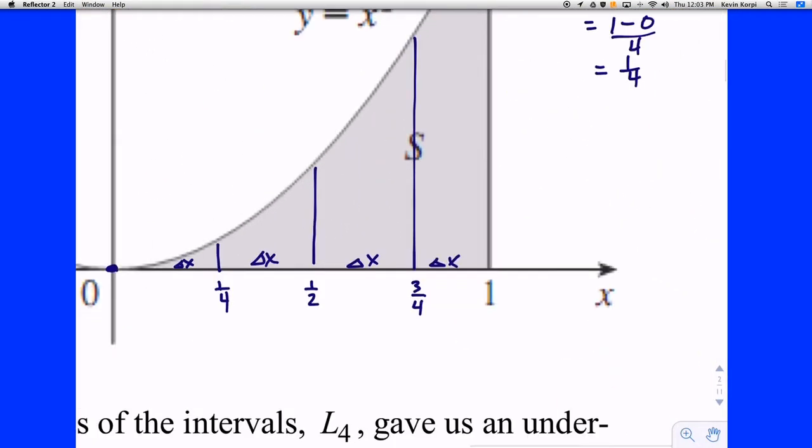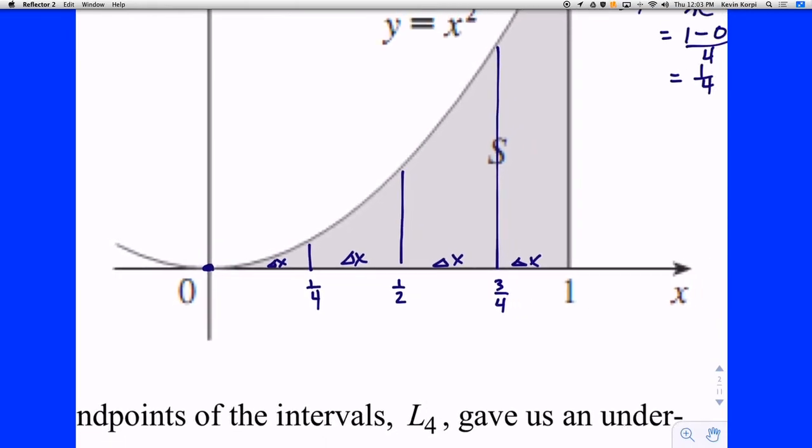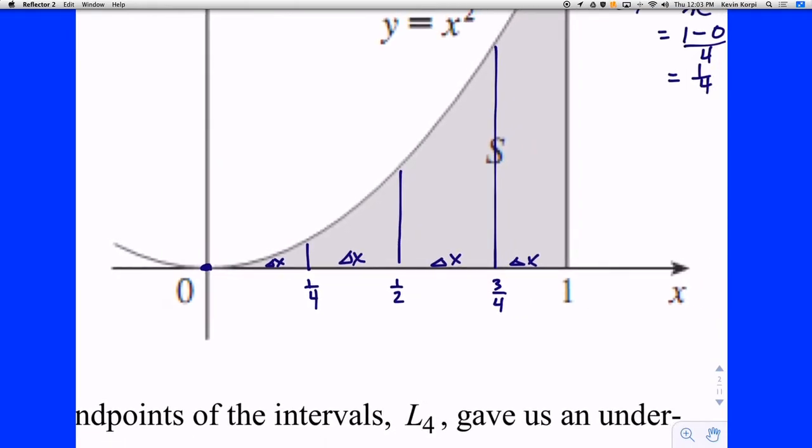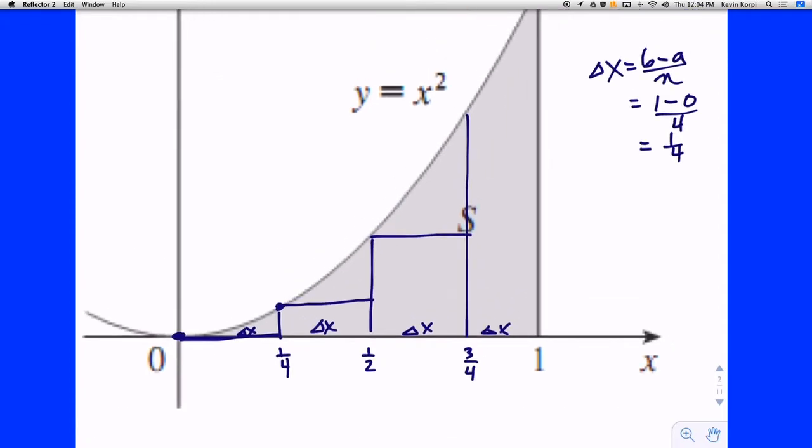Let's go ahead and draw it first, the left endpoint, because it's good to visualize. If you go on the first interval, the left endpoint is x equals 0, and you're going to use the function value's height at x equals 0. So notice that kind of looks like a crushed can. The height is 0 all the way across. The next interval from a fourth to a half, you draw a line straight across to the left, and you continue doing that straight across.